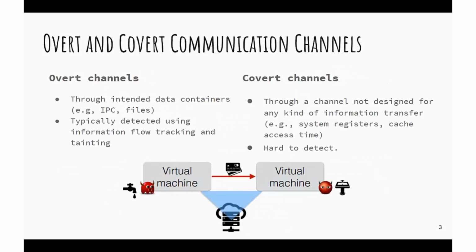Covert channel communications can be split into two parts, overt channels and real covert channels. Overt channels are the transfer of data through intended data containers, such as files or internet protocols, which are designed to transfer data. Real covert channels are the transfer of data through unintended ways that are not designed to transfer information, such as registers or access times. This makes covert channels much harder to detect in comparison to overt channels.